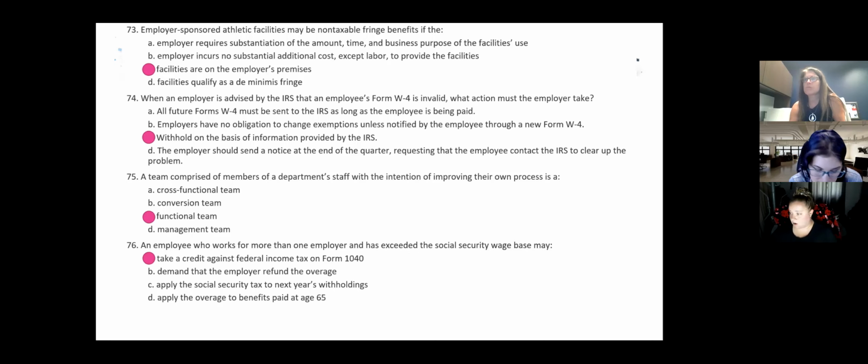Yep, you guys are correct. It is A. So when they file their federal tax return, it would show that they had overpaid in Social Security for the year, and thus they would request a refund on their personal income tax return on that form 1040.